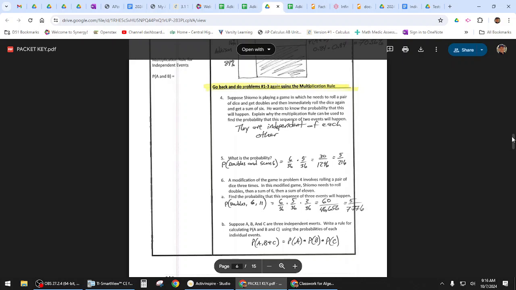Are you getting them right? I can't really tell. It's 60-40 right now. 60-40? Nah, probably like 70-30.